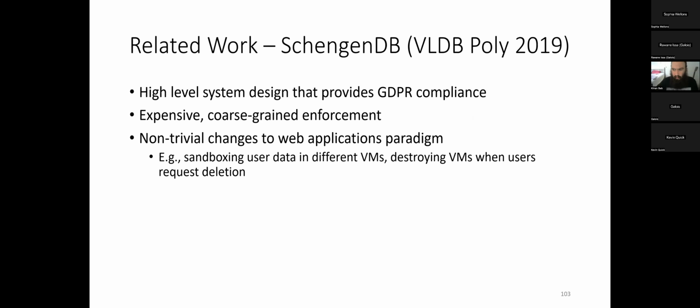And the last related work here is Schengen-DB. This is a proposal for a system design that does indeed provide GDPR compliance. But it's a bit of an interesting and strange design. It relies on some expensive metadata tracking and quite coarse-grained enforcement, and it results in significant changes to how the web applications are even developed and operated. So for example, part of this proposal is to sandbox data that belongs to different users in different VMs during their processing, and then destroying those entire VMs when a user requests deletion. So I think it's quite interesting, but maybe not so practical.